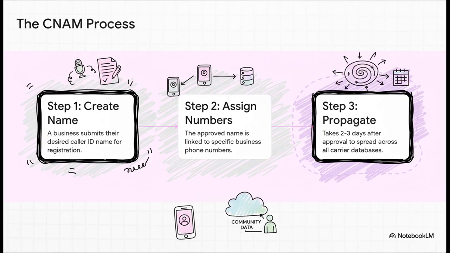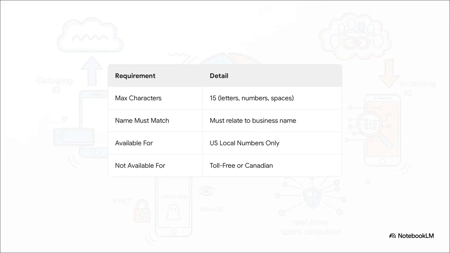Now, the process itself is pretty straightforward. But, and this is a big but, it is not instant. A business picks a name, links it to their phone numbers, and then sends it off for approval. Once it gets the green light, it still takes a few more days for that info to propagate, or spread out, to all the different carrier networks. So the key thing here is, it's not a real-time update. Not even close.